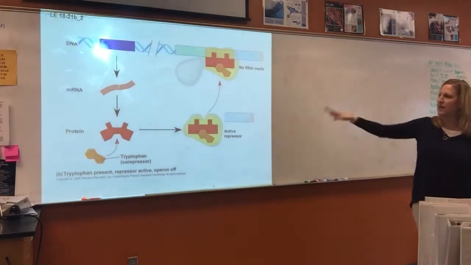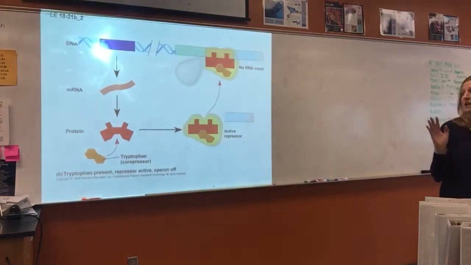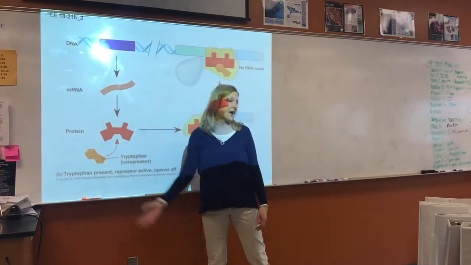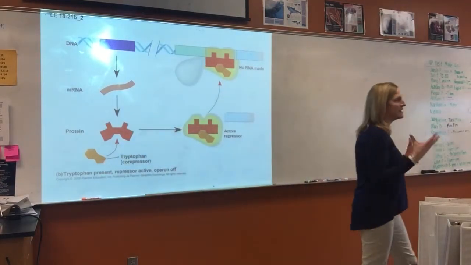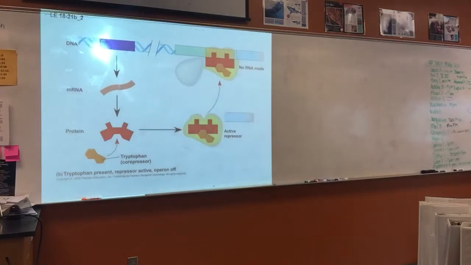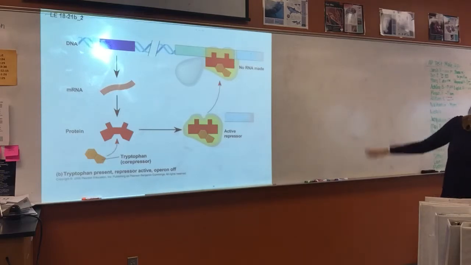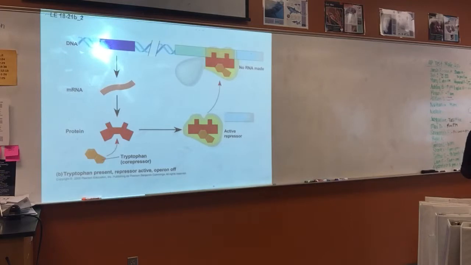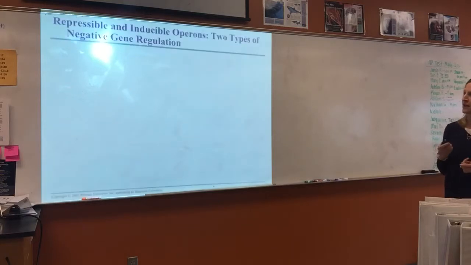And that makes sense, because if tryptophan is in the bacteria's environment, then it would be very wasteful to make tryptophan when it's given to you. So if tryptophan is present, the genes are turned off, and it doesn't make tryptophan until there's no more tryptophan in its environment. All right, so that's the right-hand side with the Trp operon. That was anabolic because we're making tryptophan.